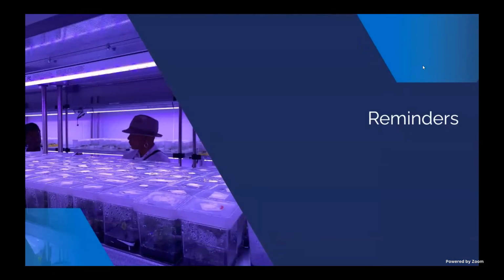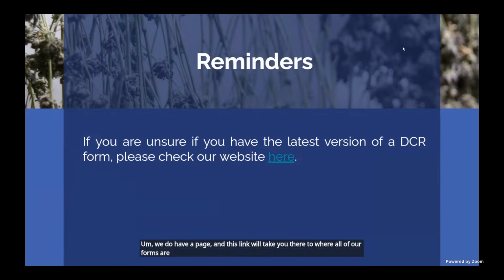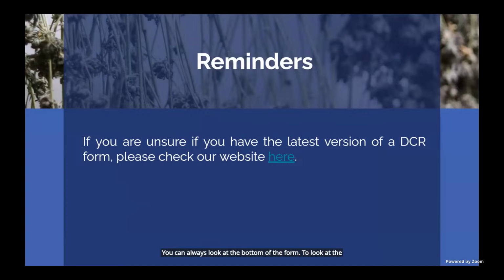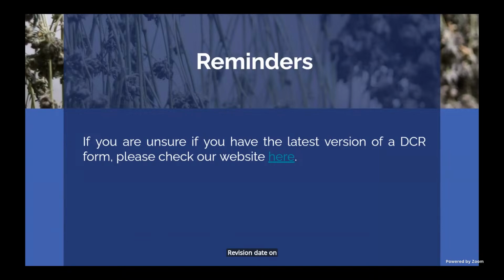You have some reminders. If you're unsure if you have the latest version of a DCR form, please check our website. When the slides are uploaded, there's a link. We do have a page, and this link will take you to where all of our forms are. You can always look at the bottom of the form to see the revision date and when the form was last revised. If the revision date does not match the revision date on the form on your record, you will have to submit an updated form.